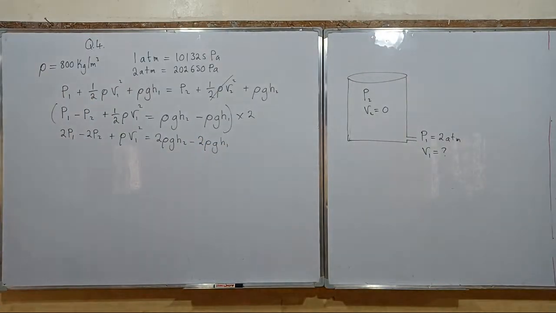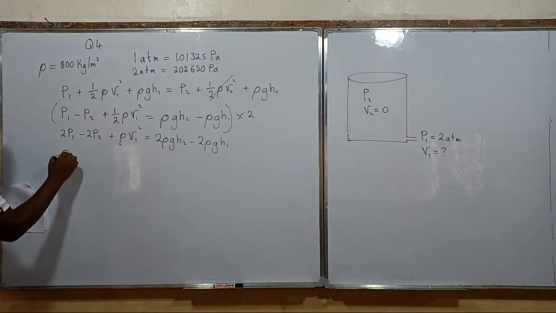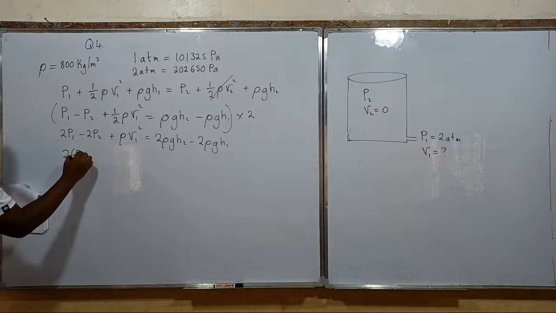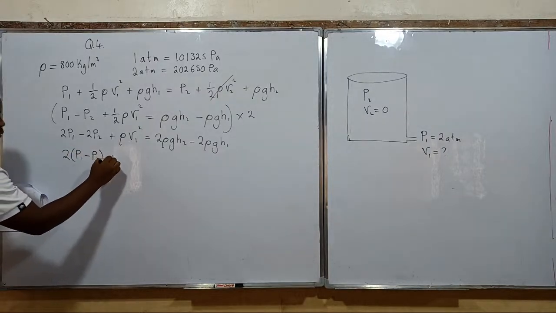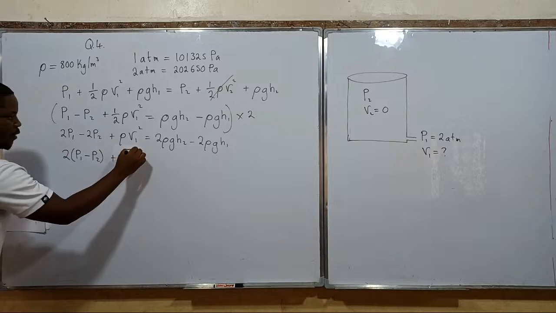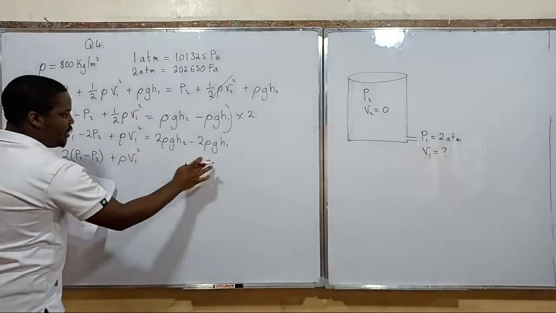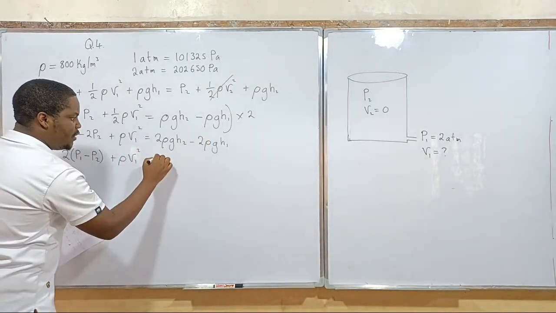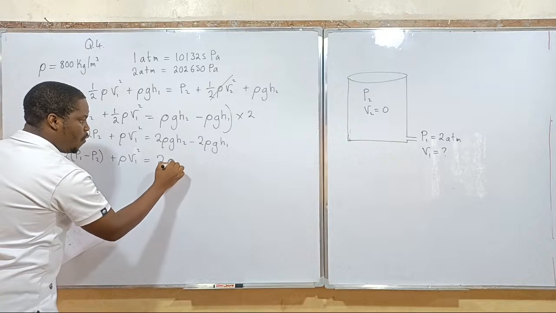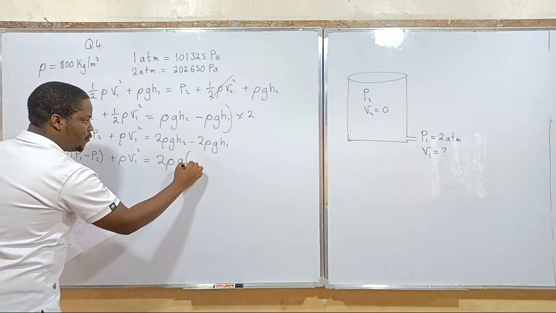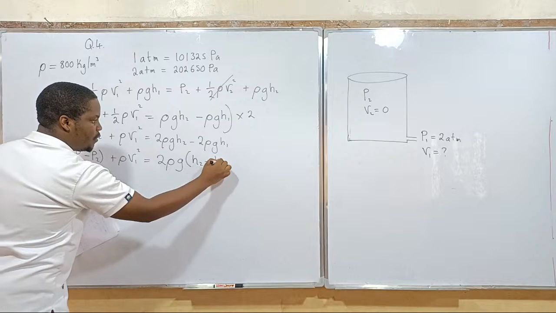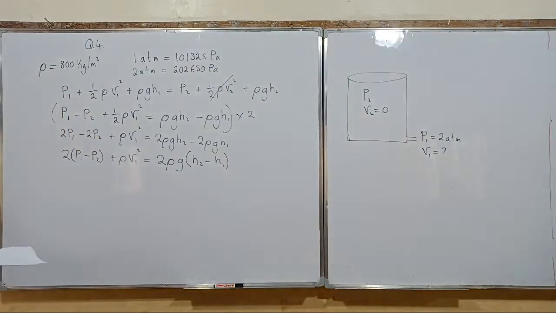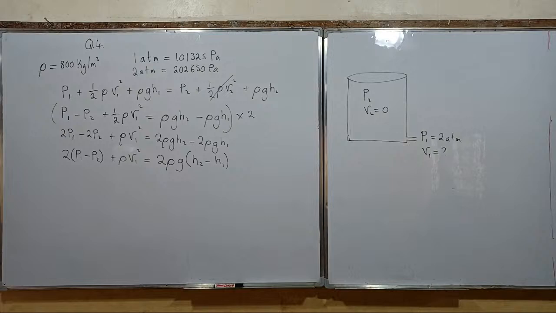Let's factor out what is common on this part. 2 is common, so we can have 2, open bracket, pressure 1 minus pressure 2, plus rho, like that. Same thing here, let's factor out what is common. Now here, if you look at this part, what is common here is 2 rho g. What remains? h2 minus h1, like that. I hope that's okay.